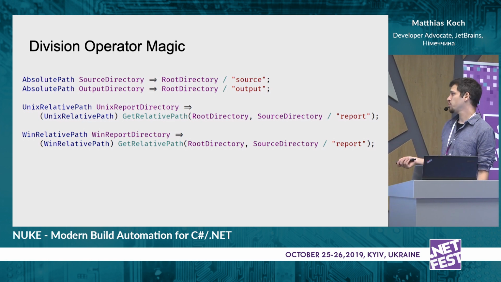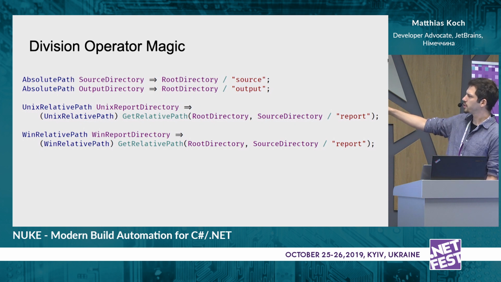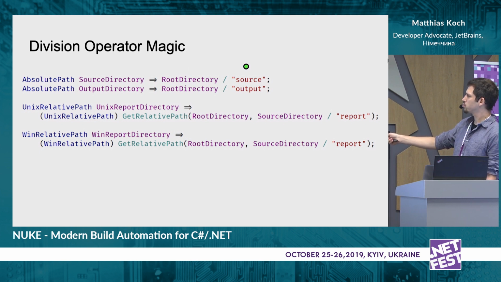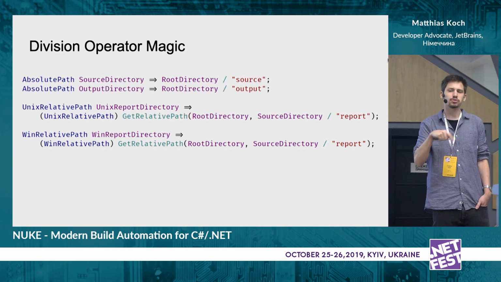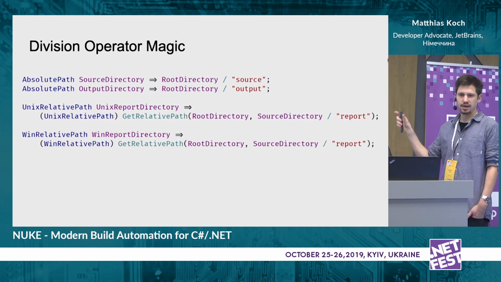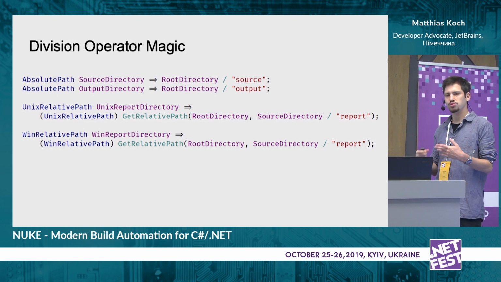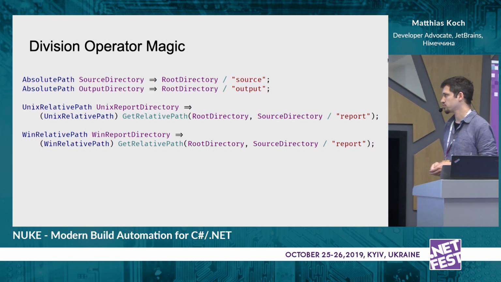If you intentionally want to create Unix or Windows relative paths, then you can do it with casting, and if you want to have a relative path, you could use that method to get the relative path to basically root, report, it's like root, source, report. This also ensures that you can easily refactor your code. So with Rider, for instance, if you select an expression and you extract that, it will also offer you to replace all the other occurrences of that. So this is great for refactoring tools as well.